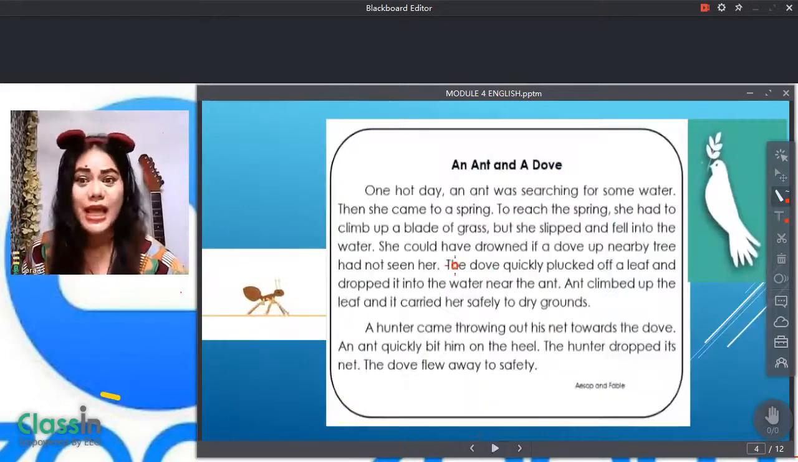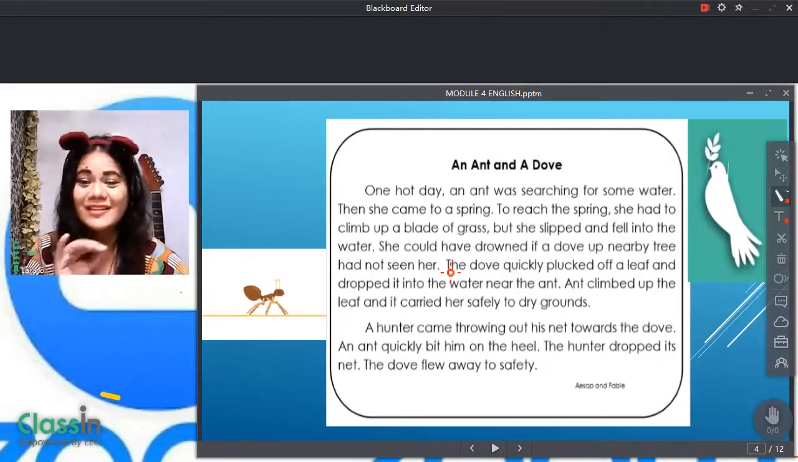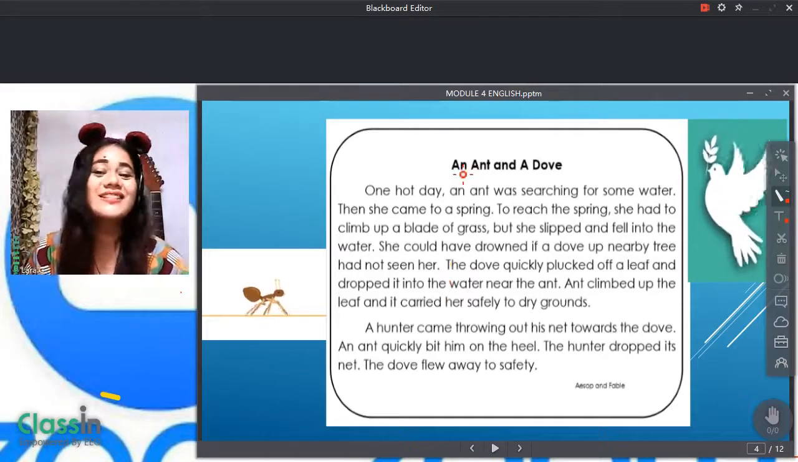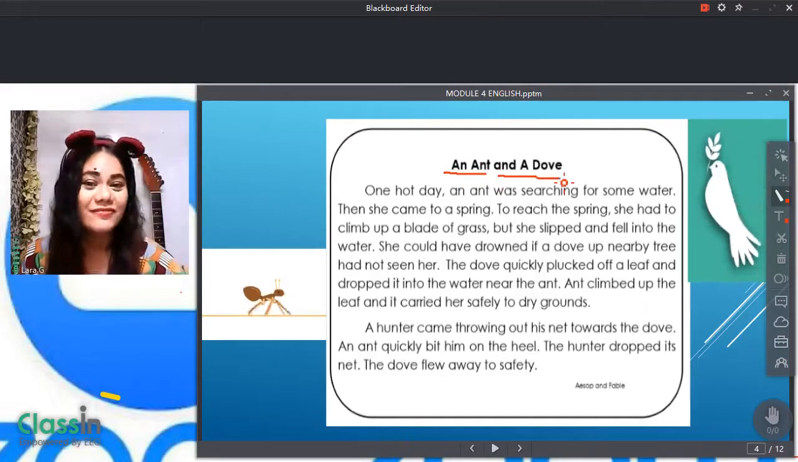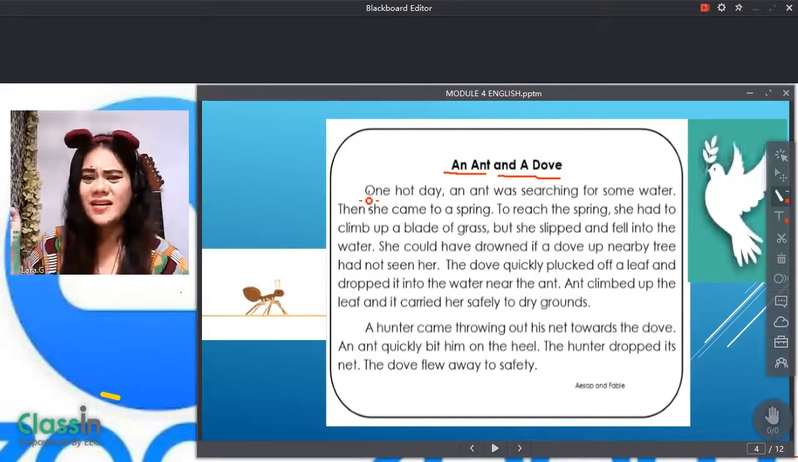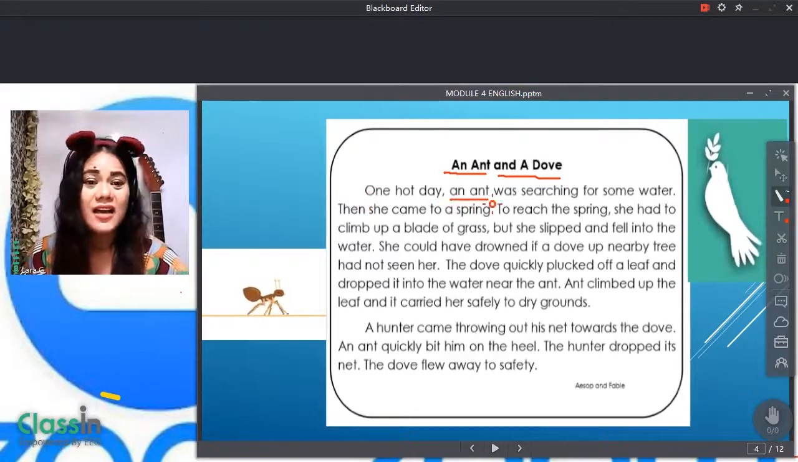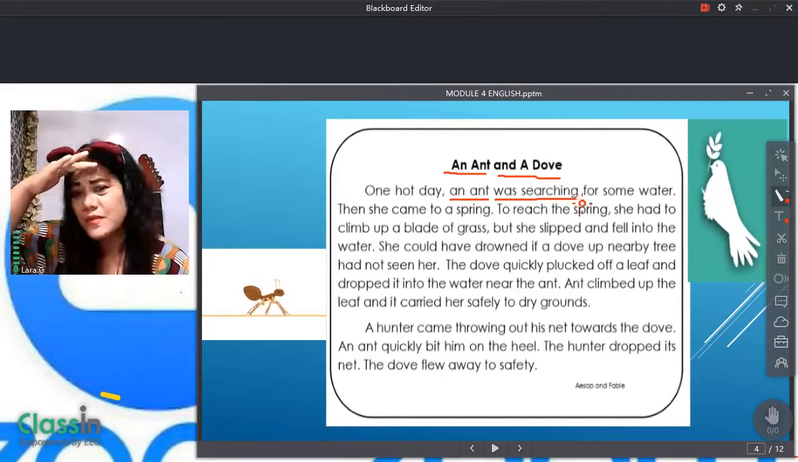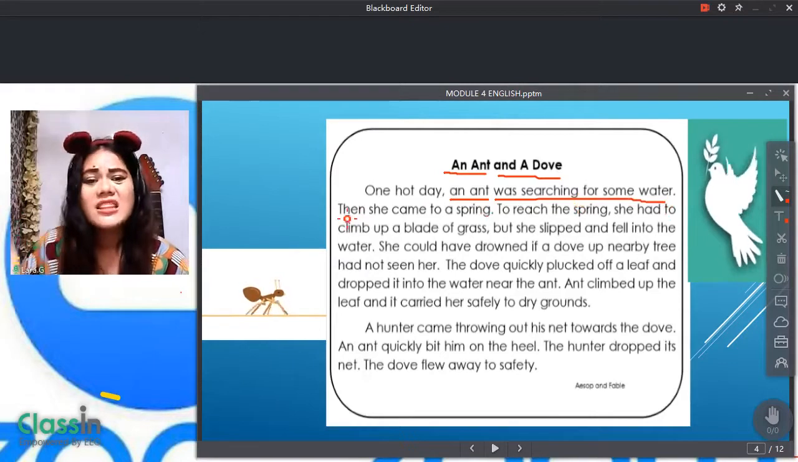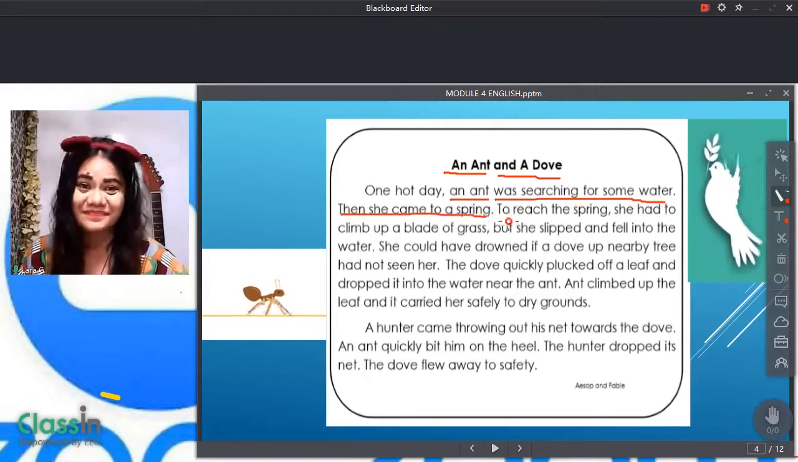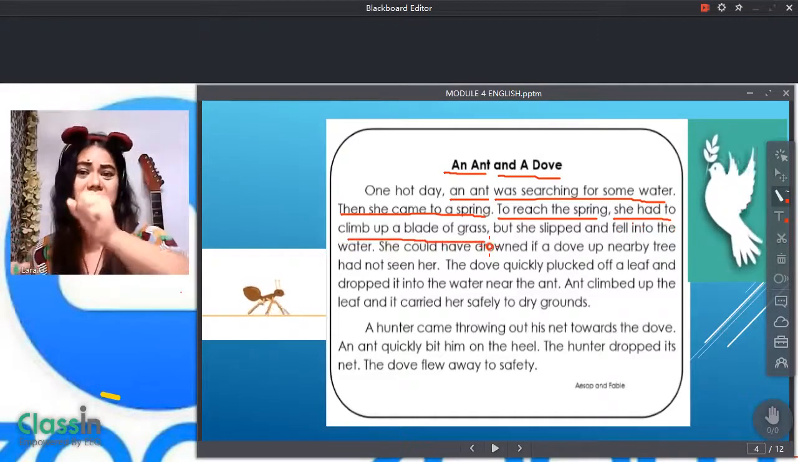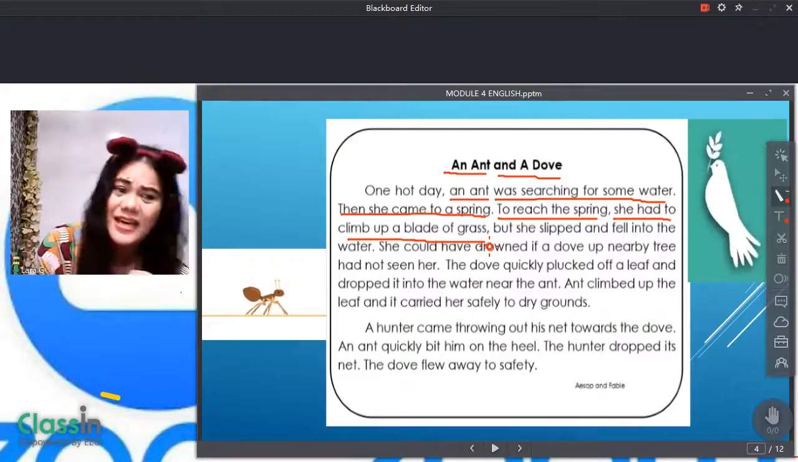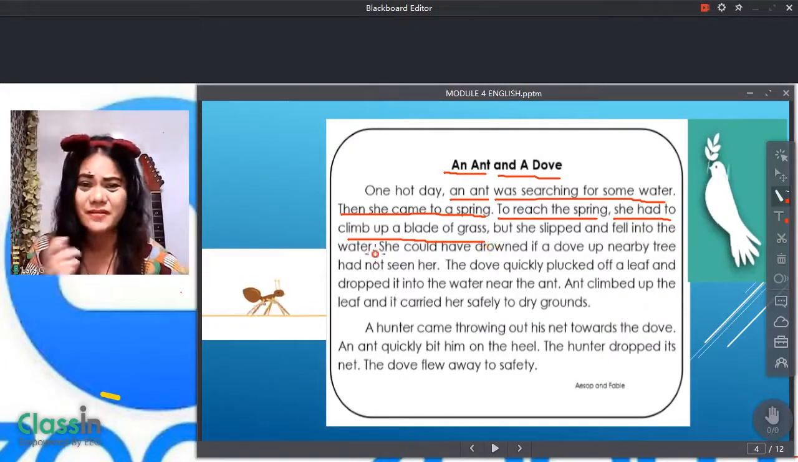All right. So let us first read a story. And the story's title is An Ant and a Dove. One hot day, an ant was searching for some water. Then she came to a spring. To reach the spring, she had to climb up a blade of grass. But she slipped and fell into the water.